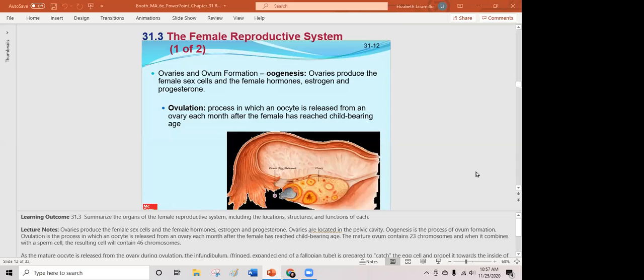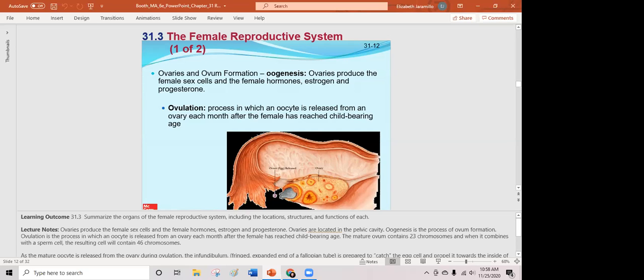So now we're going to get started on the female reproductive system. So ovaries produce the female sex cells and the female hormones, estrogen and progesterone. That's what's mostly put out hormonally for women, okay? Ovaries are located in the pelvic cavity. Oogenesis is the process of ovum formation.